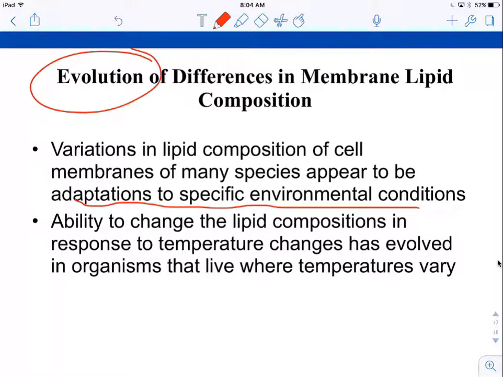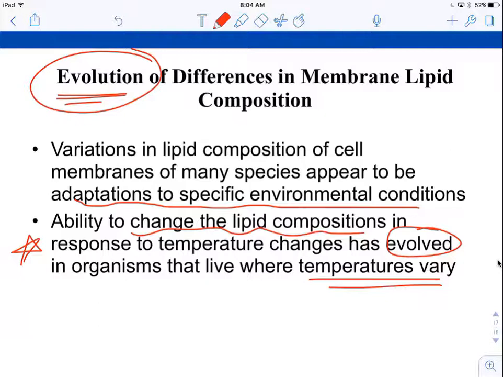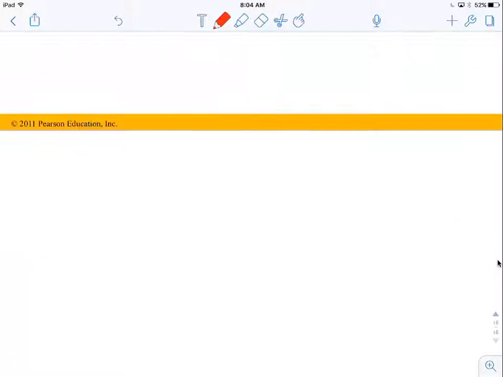Okay. And also, there are some animals and plants that live in areas of extreme temperature changes. So if temperatures vary greatly, they have evolved the ability to change the lipid composition of their membranes, which is really kind of cool. So that's part of our evolution component for this chapter.